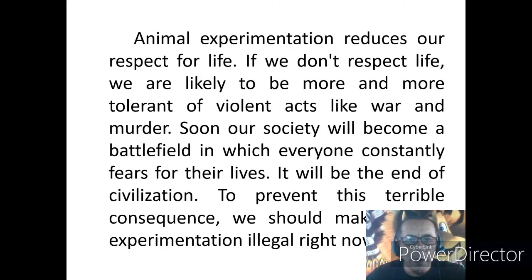Another example: animal experimentation reduces our respect for life. If we don't respect life, we are likely to be more and more tolerant of violent acts like war and murder. Soon, our society will become a battlefield in which everyone constantly fears for their lives. It will be the end of civilization. To prevent this terrible consequence, we should make animal experimentation illegal right now.